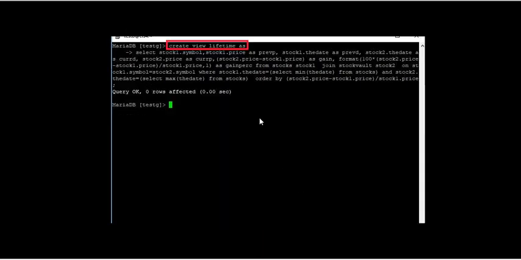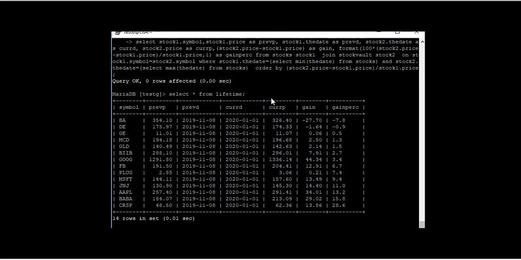Now what I'm going to do is take that and then create view lifetime as. Put that in front of it. That way I can get a lifetime view of how all the stocks are doing from the first date I started tracking them till the most recent date I've been tracking them. And that's what we see here. A list, Boeing doing the worst, CRISPR doing the best.